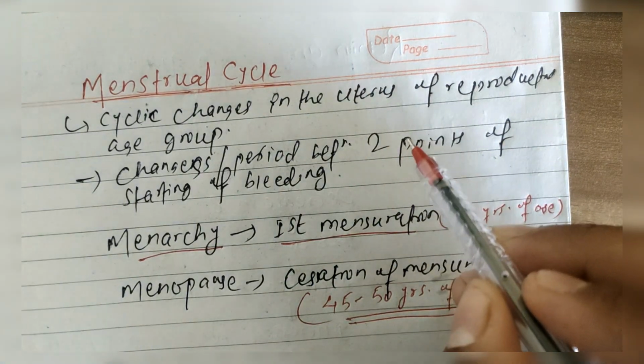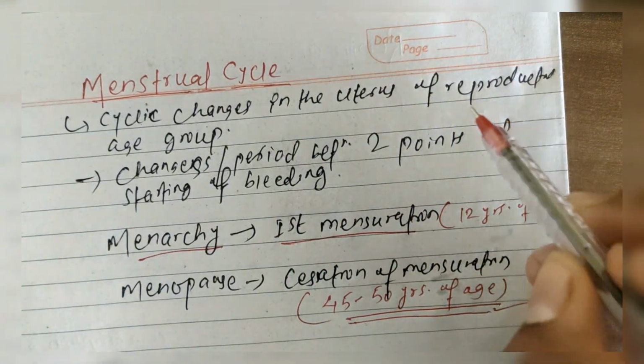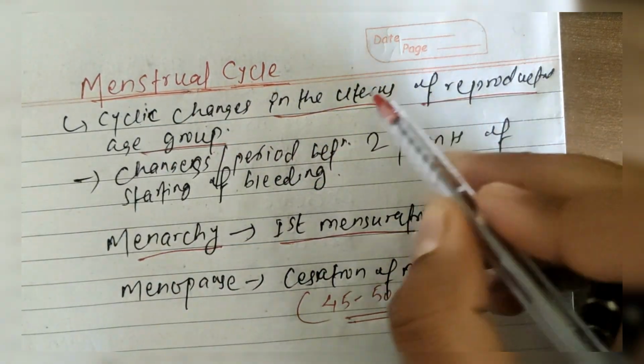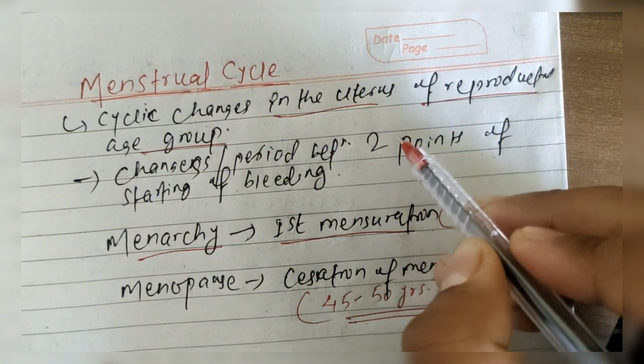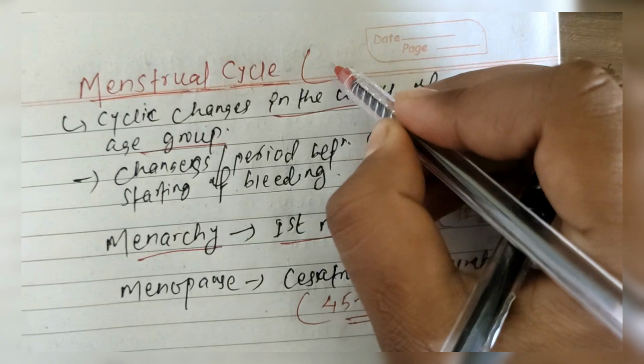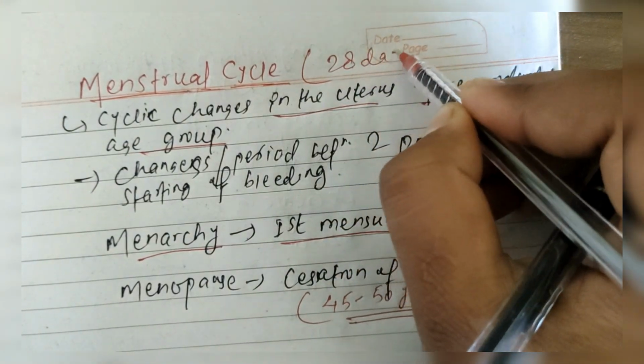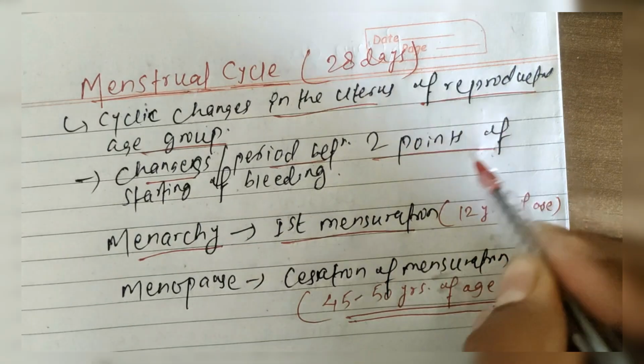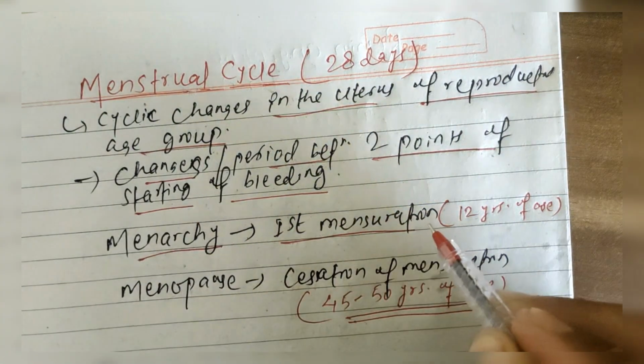First of all, you should know the definition of menstrual cycle. This is the cyclic changes in the uterus of the reproductive age group. This occurs every month in the female. This is of a period of about 28 days, and this is the changes or period between the 2 points of the starting of the bleeding.